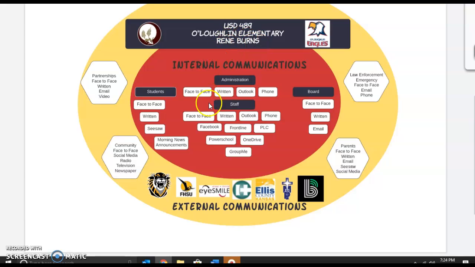As you can see here, I chose to use Lucidchart for the creation of this assignment. I do like the visual that I chose to represent the internal communication with the red in the center, just showing that this is what's happening within my school and the district. And then the outer layer shows the support of the circle within. So this is all of our community, our parents, all of our partnerships on the outside here for external communications.